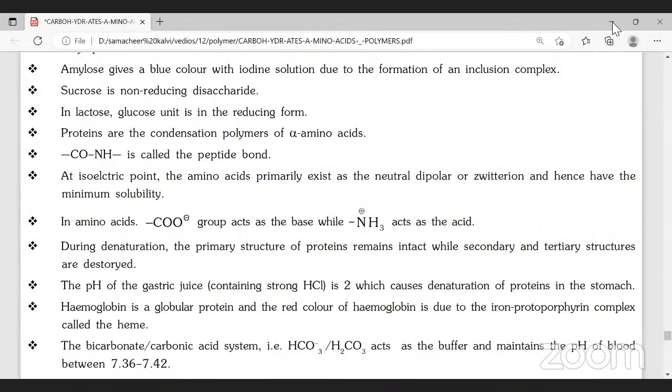So now we will learn about some of the simple polymers which we have to learn. We have to learn the mechanism of the polymerization. We will learn the mechanism of polymerization a little later.